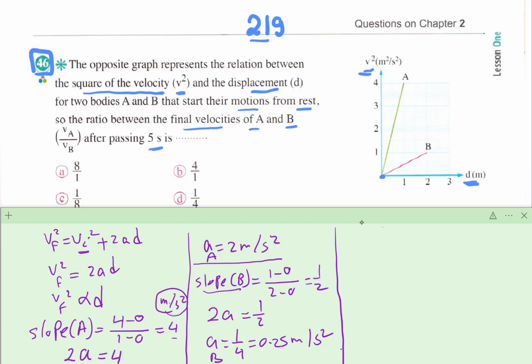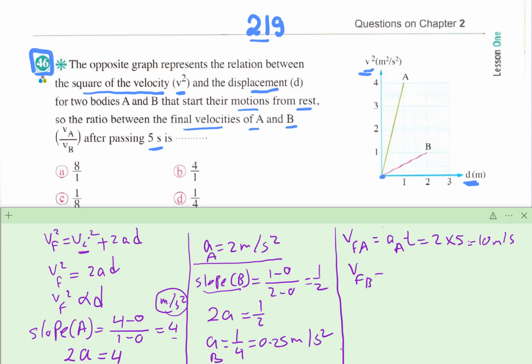So now you can get the final velocity after 5 seconds for both. V final A equals V initial, which equals 0 for both, plus A for object A times T. A for object A equals 2, and he gives you the time, 5 seconds. So it equals 10 meter per second.